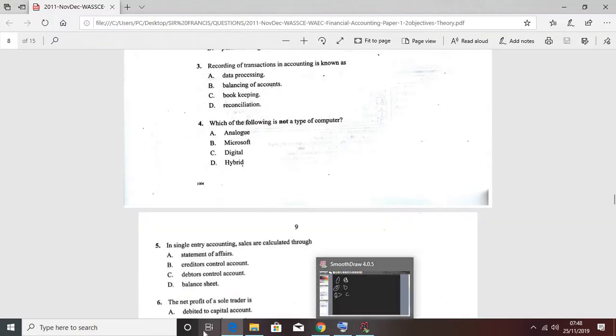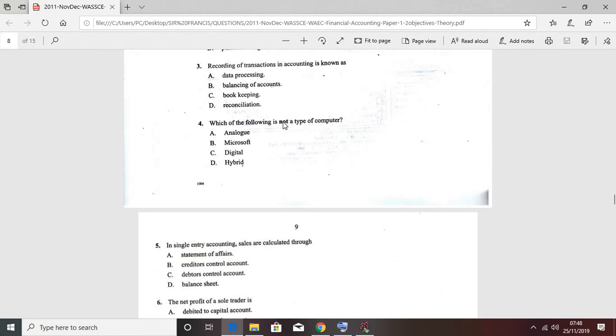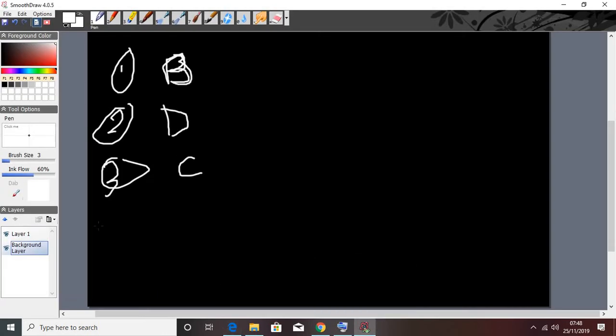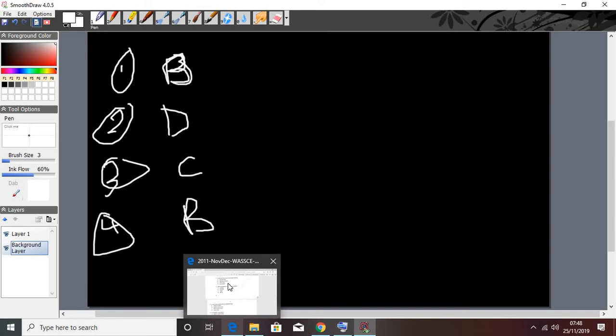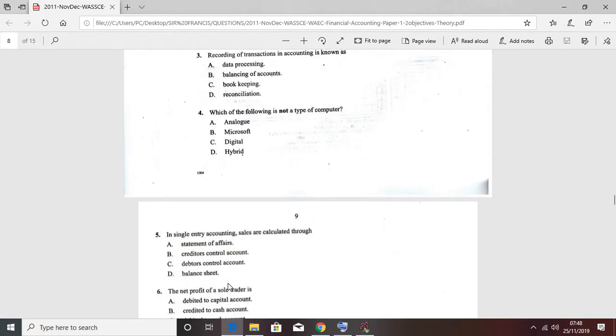The question says which of the following is not. So the key word here is what? Is not. Microsoft is not a computer. So the answer is B. Question number 4, the answer is B. Okay, let's move on to question number 5.